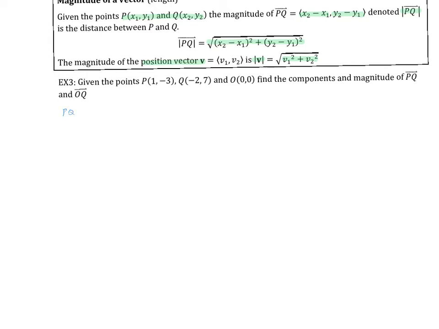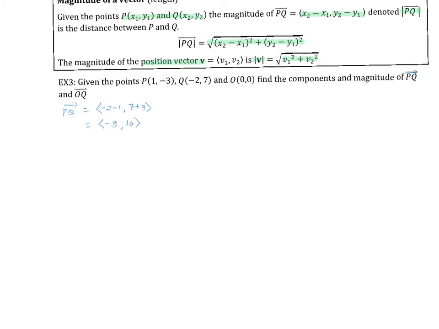So finding the components just means that we're going to do head minus tail. Since it's PQ, Q is the head, P is the tail. So it's Q minus P. That would be -2 minus 1, comma 7 minus -3, so +3. In component form, this would be -3, comma +10.